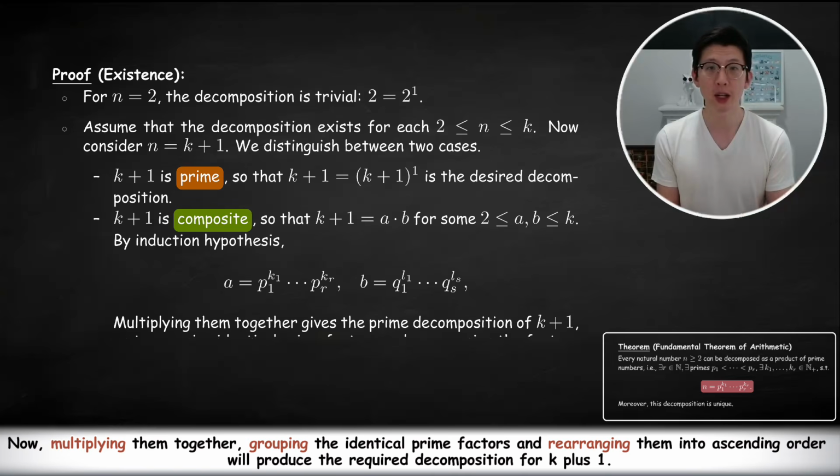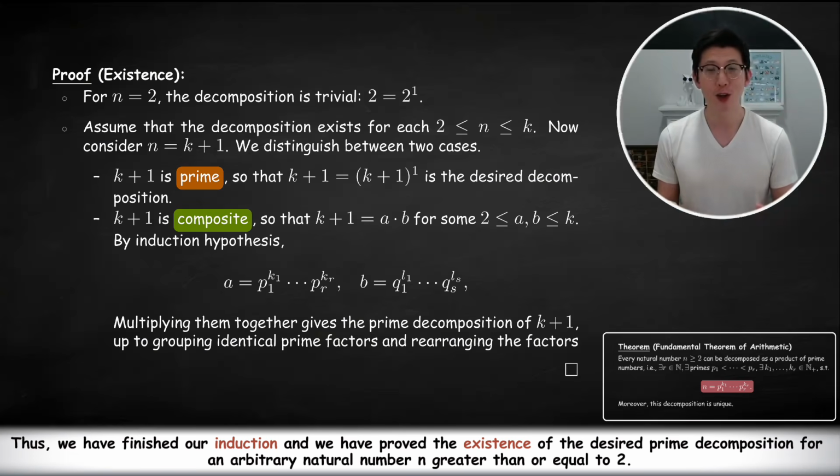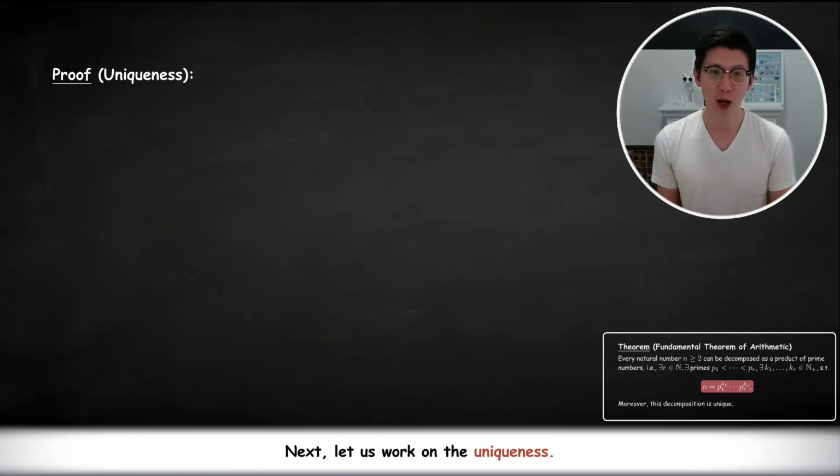Now, multiplying them together, grouping the identical prime factors, and rearranging them into ascending order will produce the required decomposition for k plus 1. Thus, we have finished our induction, and we have proved the existence of the desired prime decomposition for an arbitrary natural number n greater than or equal to 2. Next, let us work on the uniqueness.